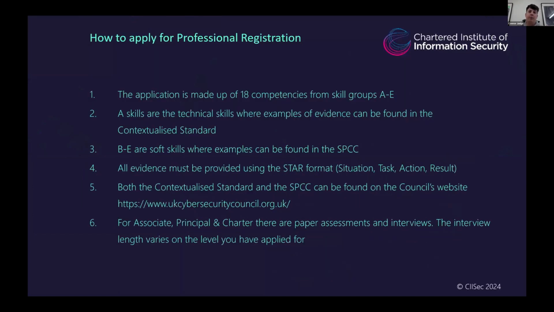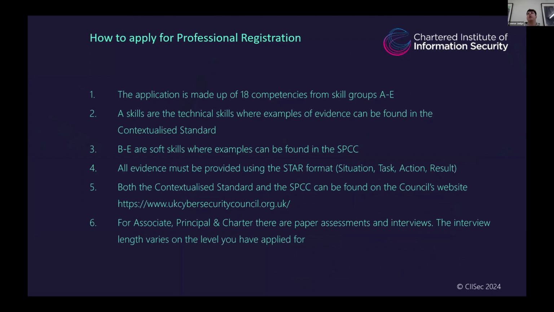How do you go about applying for professional registration? So it's a competency-based application. It's made up of 18 different competencies from skill groups A to E. There's 3 A skills, so there's A1, A2, and A3, and these are the technical skills. So you'd obviously have to be answering those technically, depending on the specialism you're applying for. And then B to E are the softer skills.